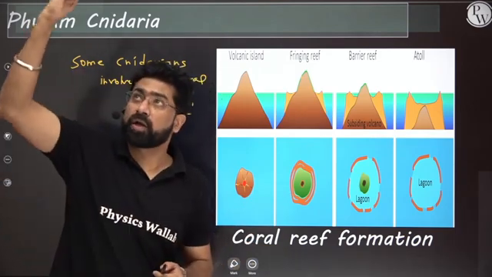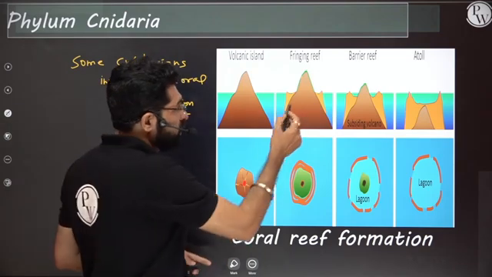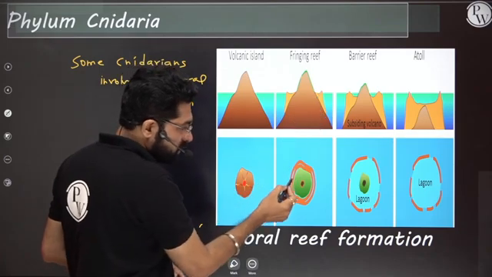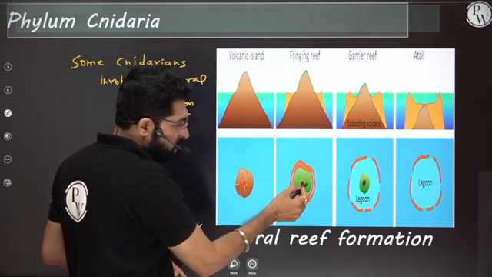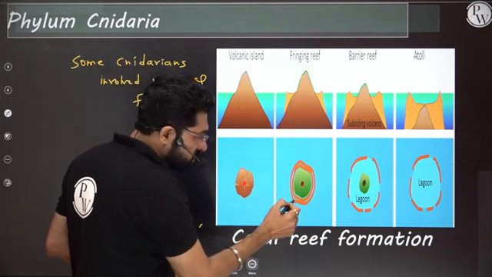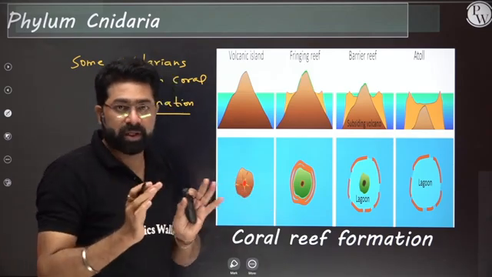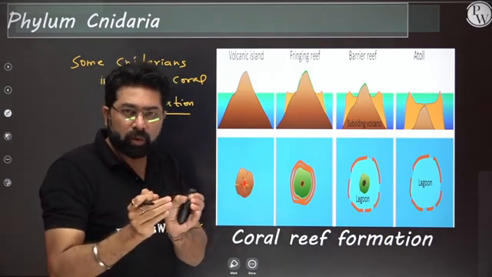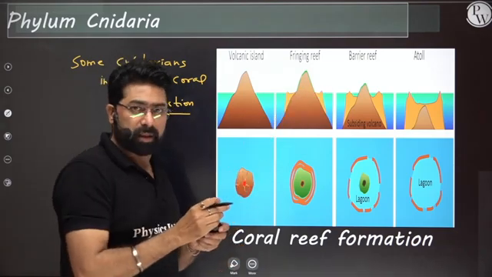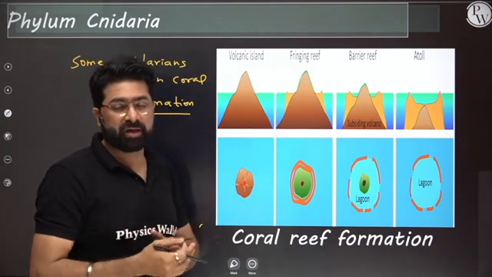Here fresh water from the rain can come, and you can find some water collected here. This water is forming a water body, and surrounding the water body you can find some corals developing here. A coral island develops here. So when it is very near to this structure, the mountain, it is called a fringing reef.